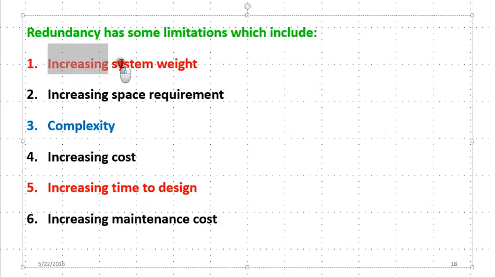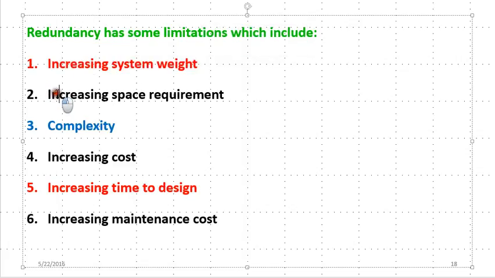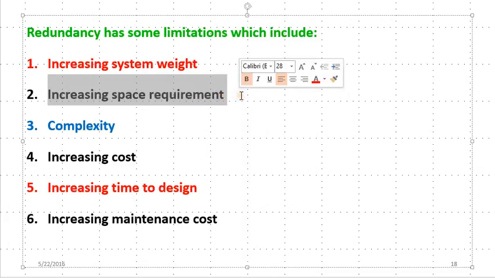The first one, it increases the system weight, of course. If you have one system, maybe it is 1 ton in weight. If you are using two, you have 2 tons, so it is increasing the weight. It is also increasing the space requirement. Yes, the space required by more than one system is more than the one required by a single system.